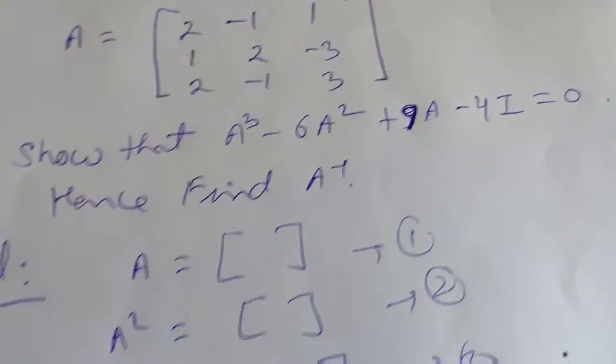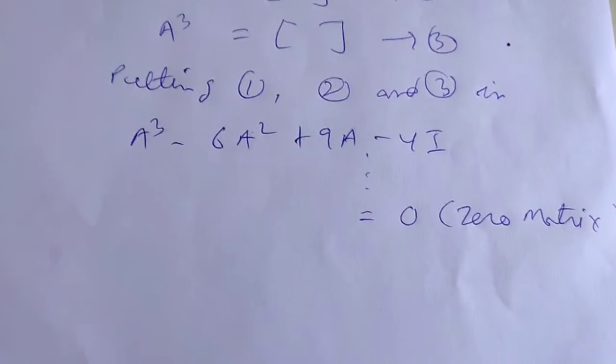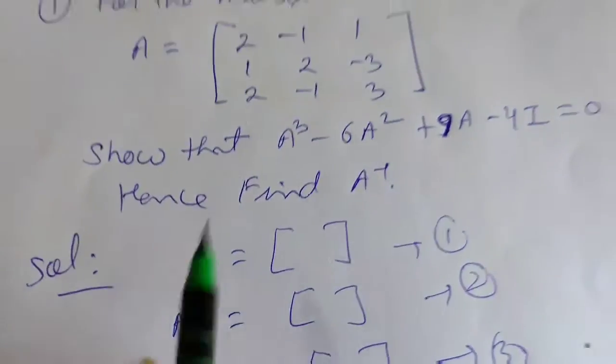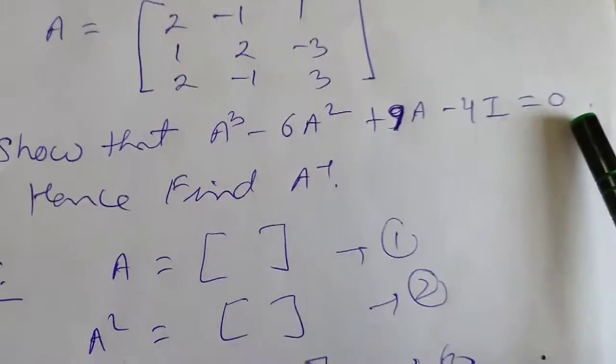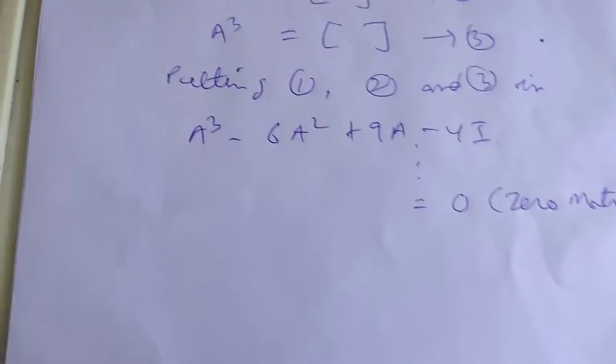Now the second part is how to find the value of A inverse. In this one, if you find the cofactors and find the A inverse, then you will not be allotted any marks, because the meaning of hence is that from this equation itself we have to find the value of A inverse. So let us see how we can do that.